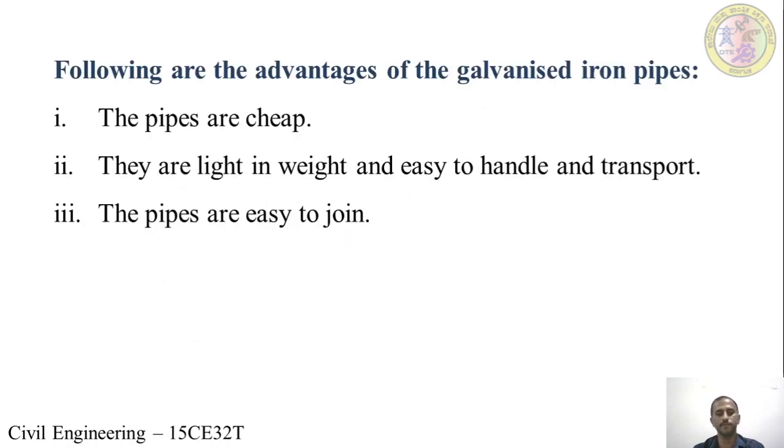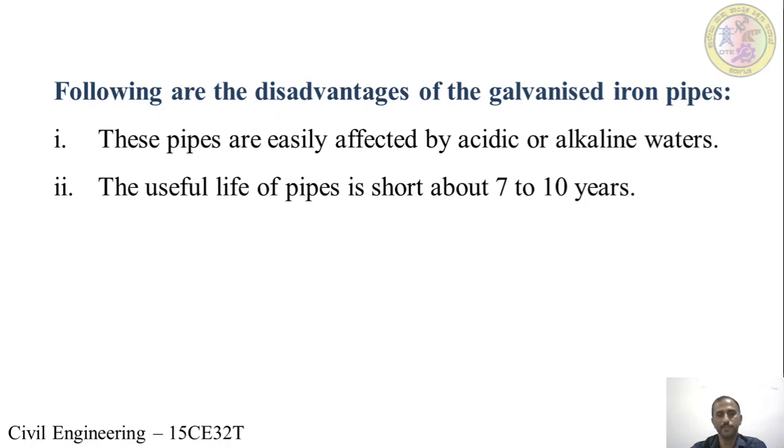The advantages of galvanized iron pipes are, these pipes are cheap, they are light in weight and easy to transport and easy to join. Disadvantage is they are easily affected by acidic or alkaline water, and compared to other types of pipes their lifespan is very short, about 7 to 10 years.